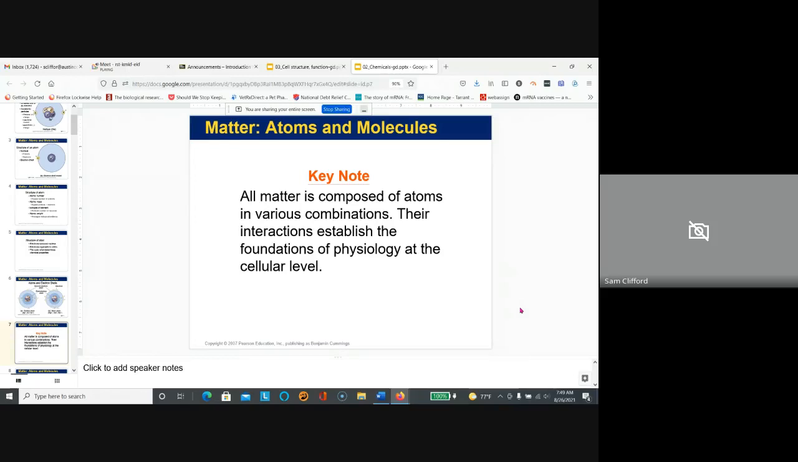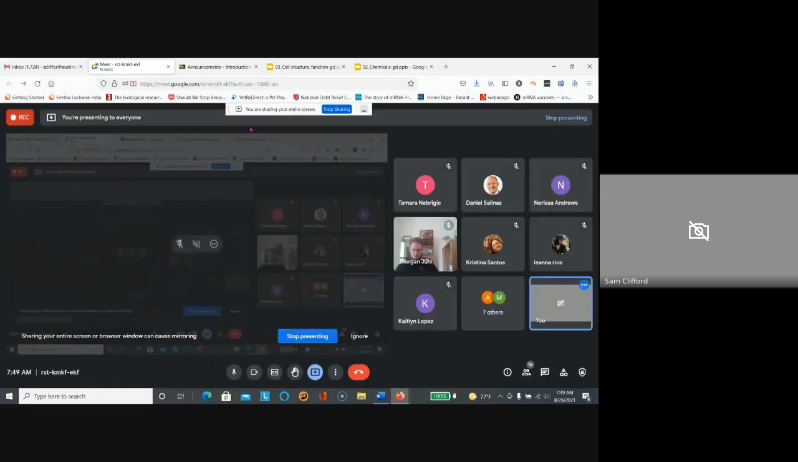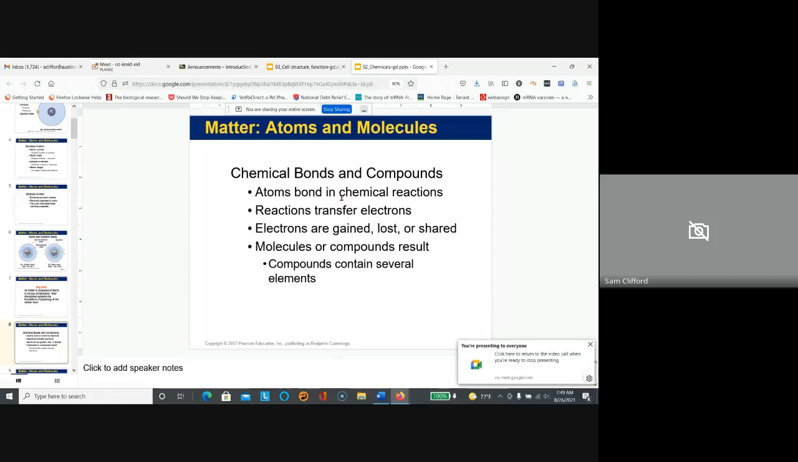So read that. That's what we're talking about. That's why we're talking about physiology at the cellular level. With the chemical bonds of atoms, atoms transfer or lose or gain electrons, and we get ionic compounds where electrons are gained or lost, and covalent bonds where electrons are shared.